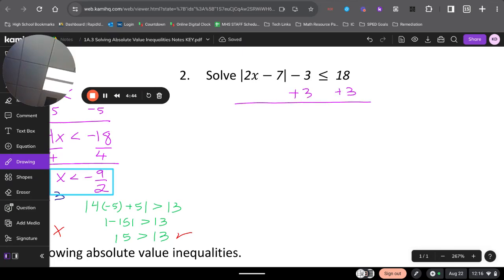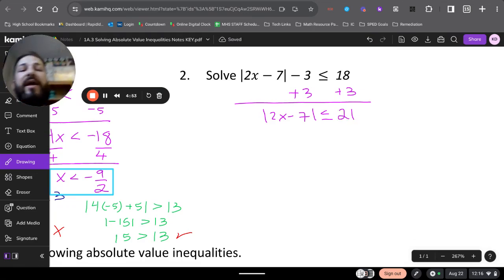That gives me the new equation: the absolute value of 2x minus 7 is less than or equal to 21. Now that I have my isolated absolute value, I can split it up into my two separate equations.